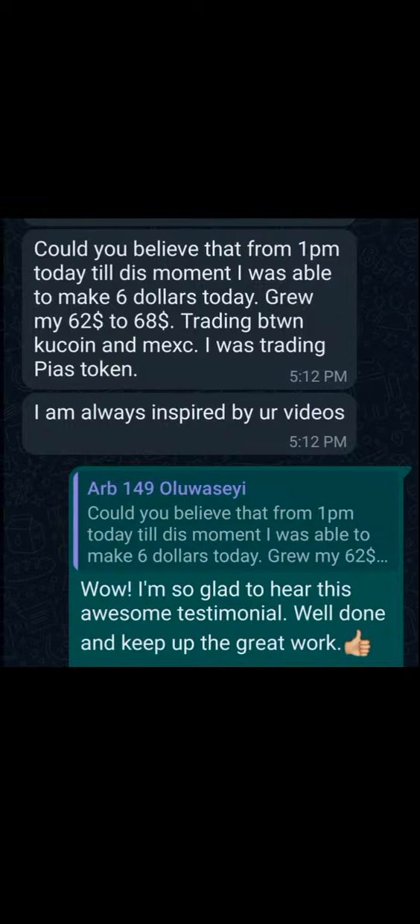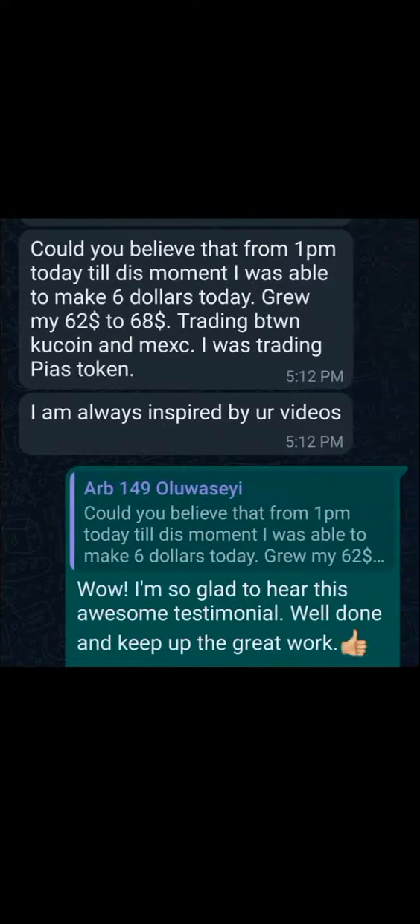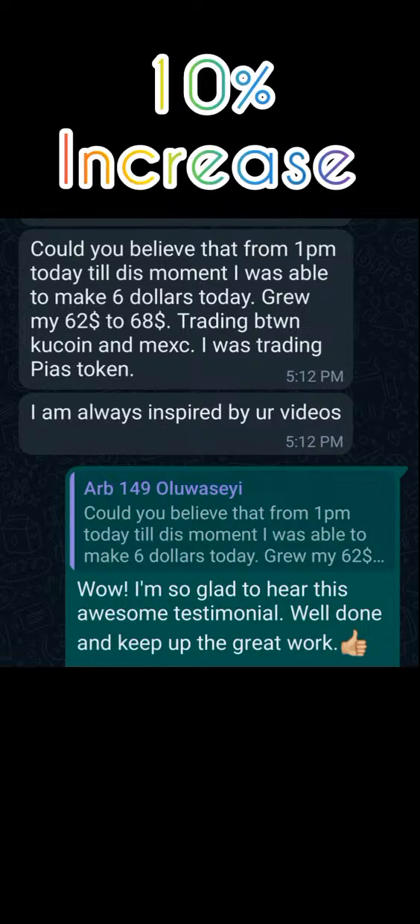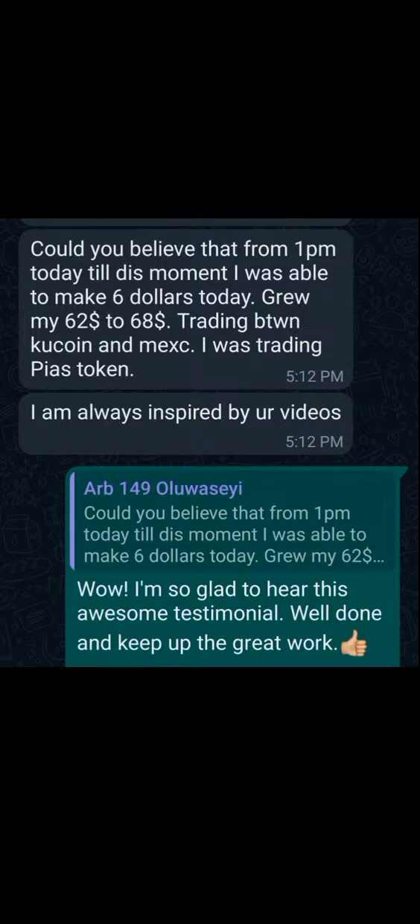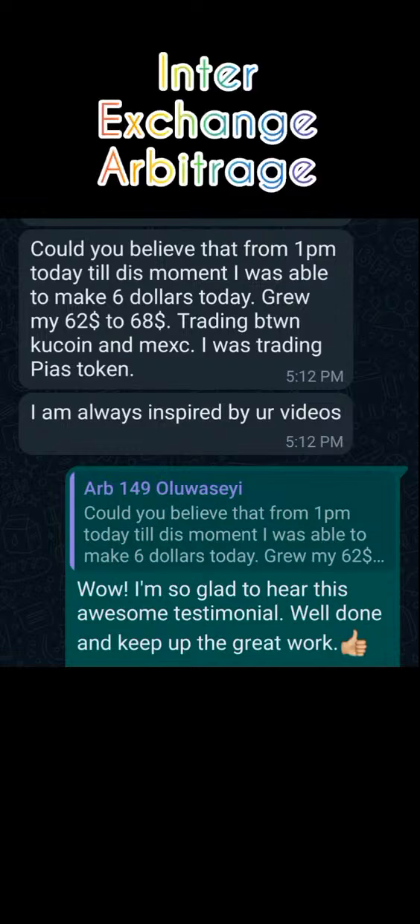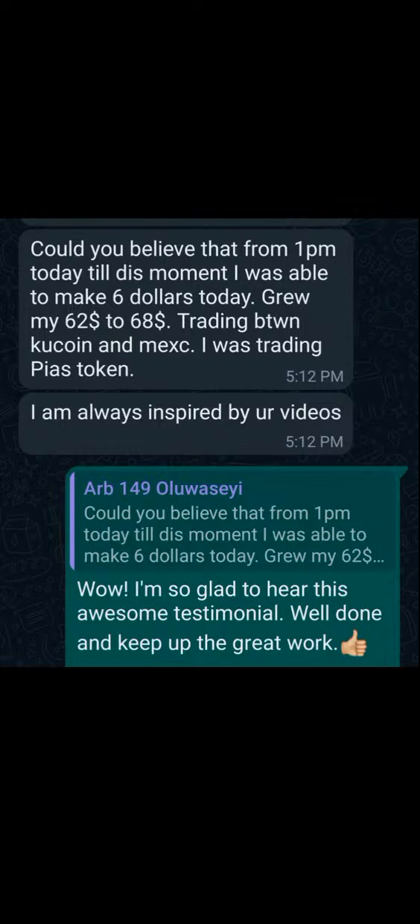Now, what about what happened the following day? This was a 10% increase. He traded for a couple of hours and made a 10% increase on his trading that day. For those of you wondering how much you can make in inter-exchange arbitrage, this is inter-exchange arbitrage at its best. He utilized all the skills, information, and strategies that we teach in our income strategies course. And I'll get to that in a bit.